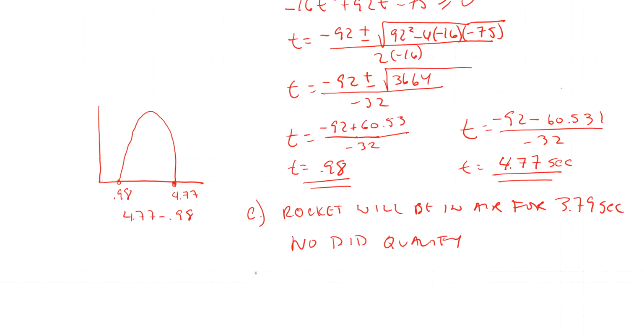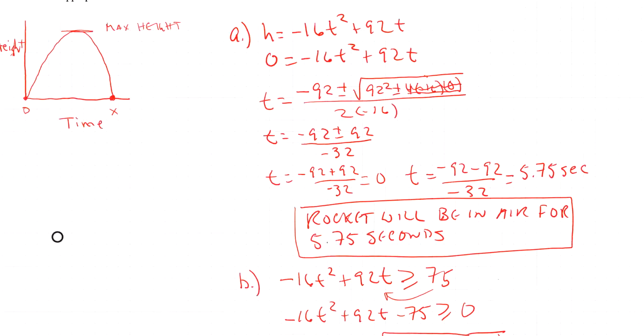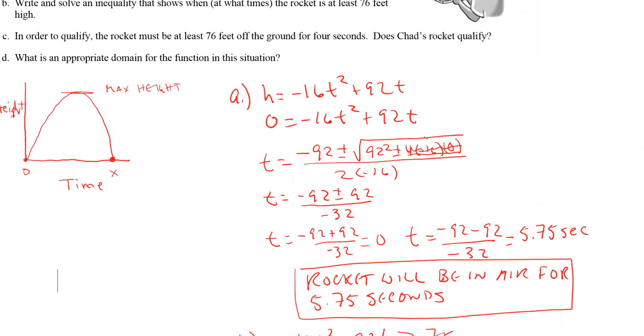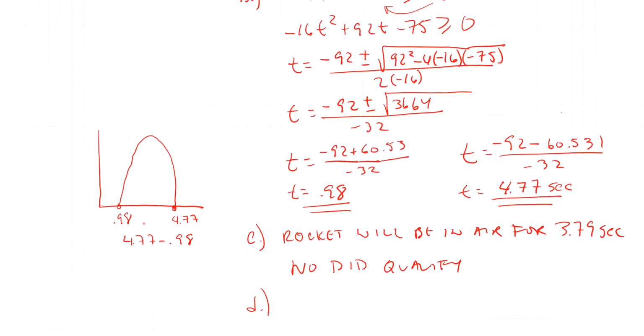Alright, and the last one asks, what is an appropriate domain for the function in this situation? So we would say t is going to be less than or equal to 4.77, and t would be greater than or equal to 0.98.